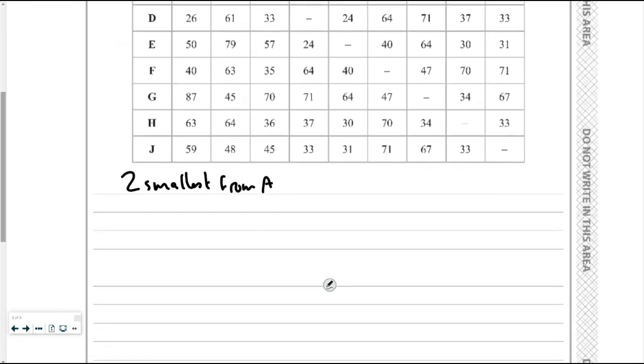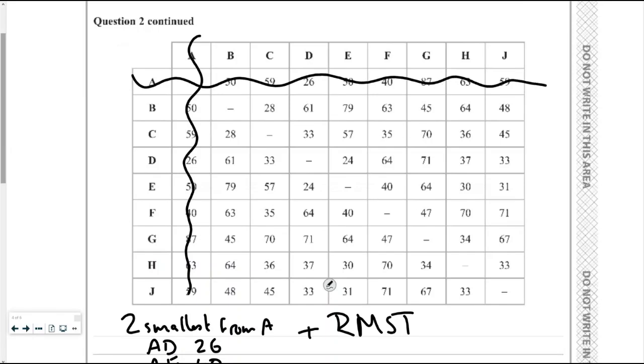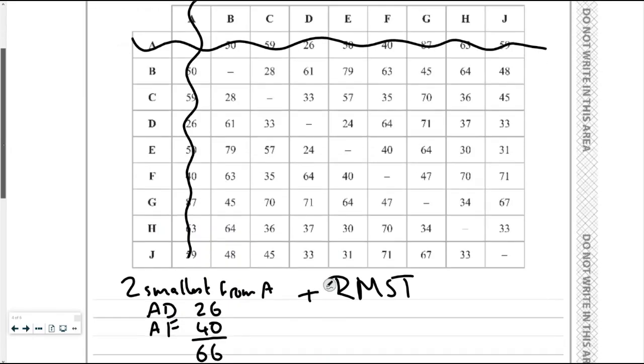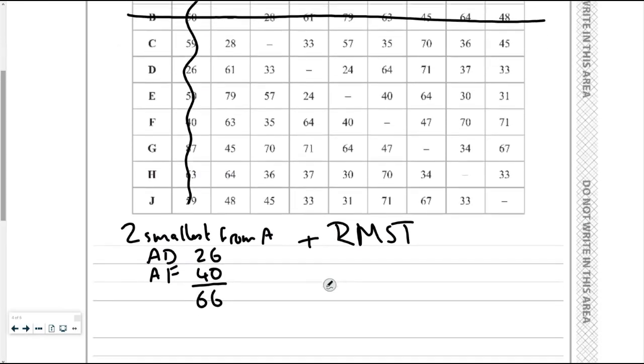So that would be AD for 26 and AF for 40. So that there is 66. And then I do what we call the RMST. So it's a minimum spanning tree of what's left. So if I get rid of A completely, I'm going to look for the residual minimum spanning tree. And I'm just going to zip through it using Prim's, because that's the easiest. It doesn't matter where I start from, but if I start from B, at least I'm looking in the right way. You can do it by just observing what you've got left.